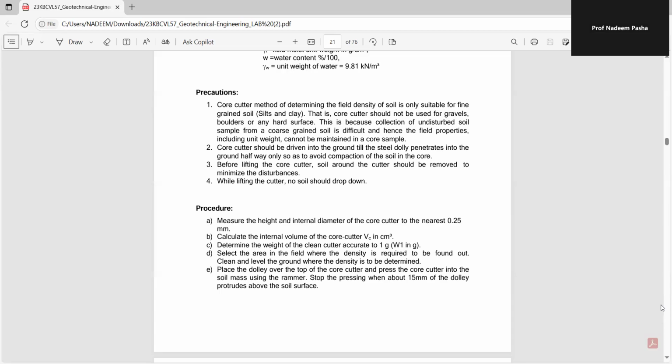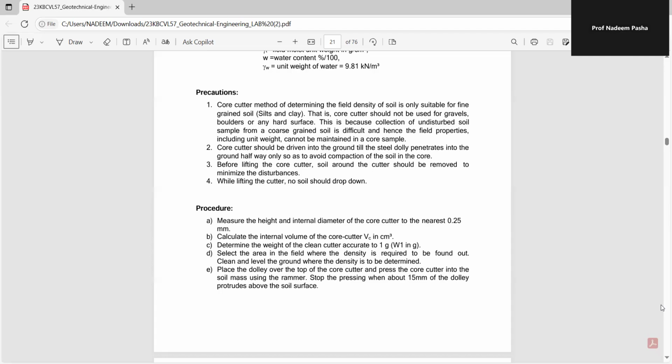First, measure the height and internal diameter of the core cutter to the nearest 0.25 mm. First step is you have to measure the height and internal diameter of the core cutter to the nearest 0.25 mm. Next, you have to calculate the internal volume of the core cutter, Vc, in centimeter cube.